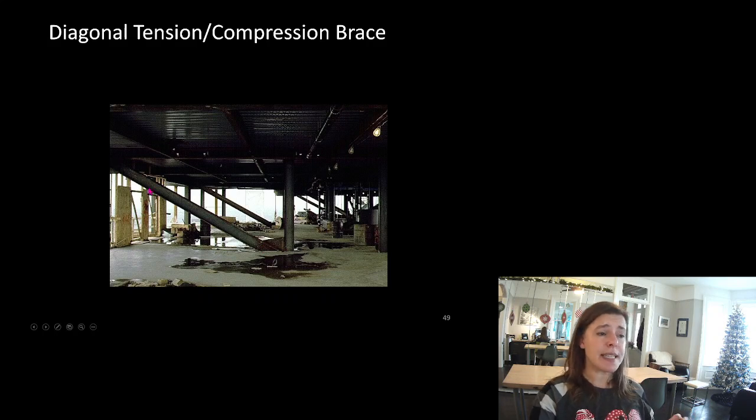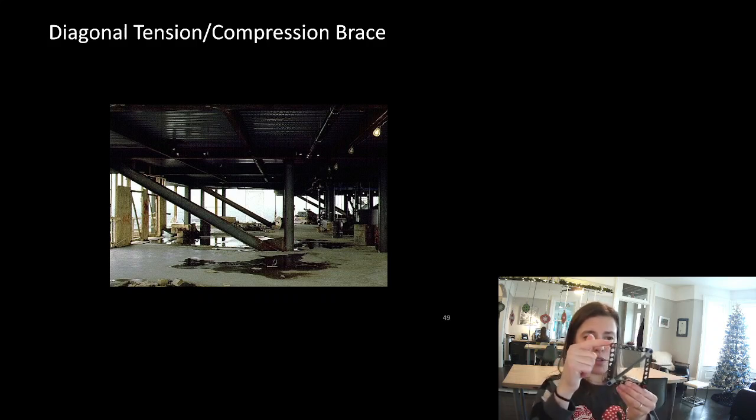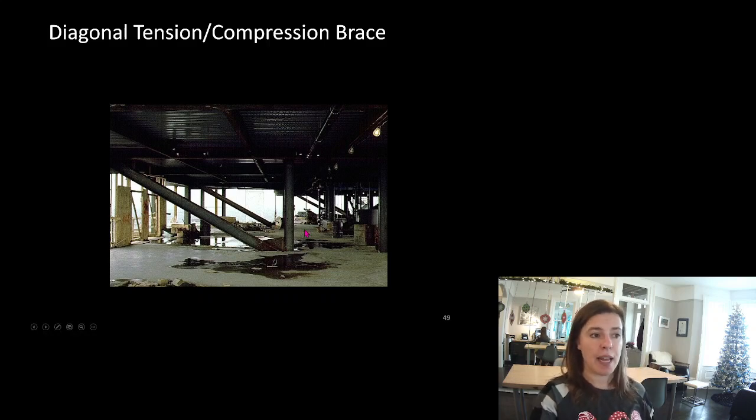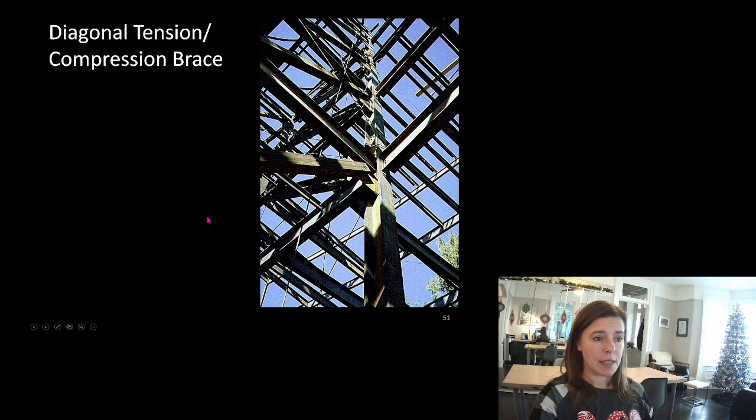So here's a steel diagonal brace. This one has to be able to take tension and compression. If they all go in the same direction here, it's got to be able to work for loads in this direction, but also in loads for this direction. So this element has to be able to take tension and compression. Here's just some detailing at a base for our brace coming into steel.